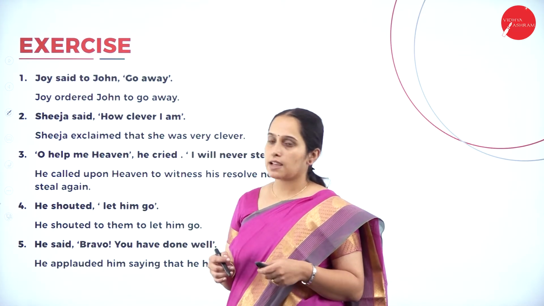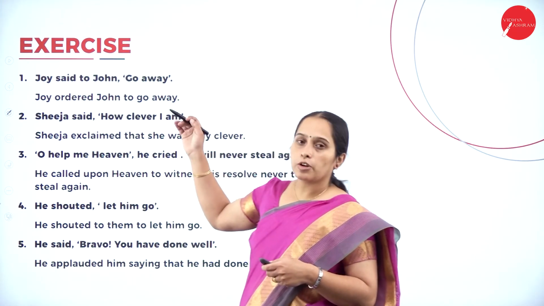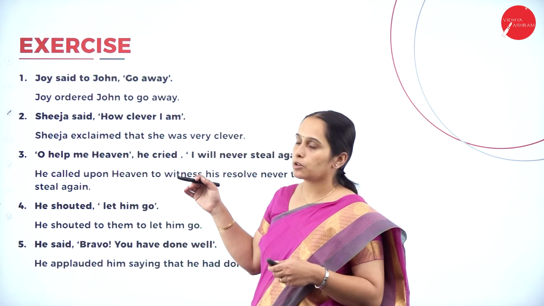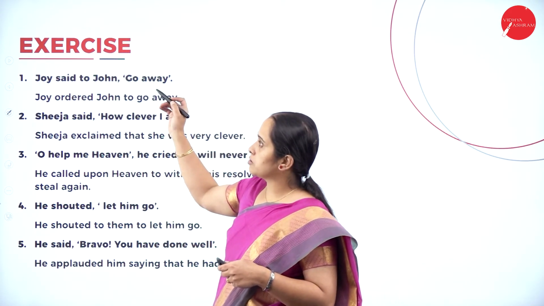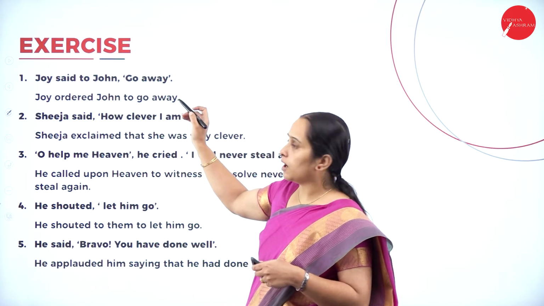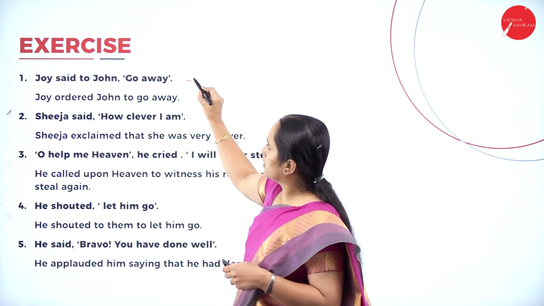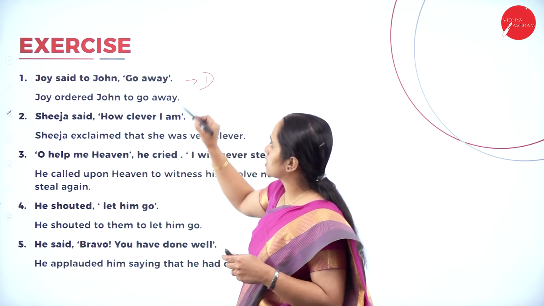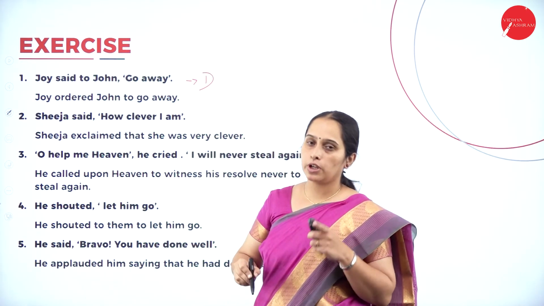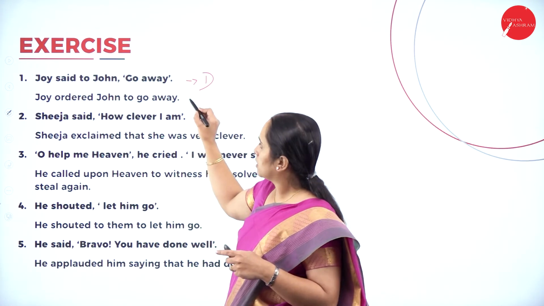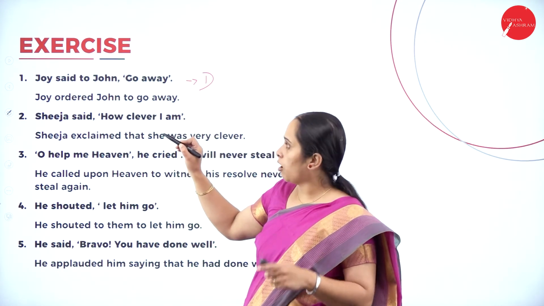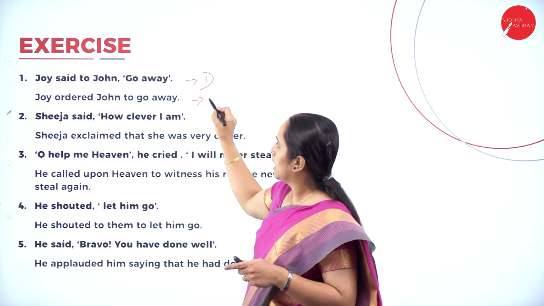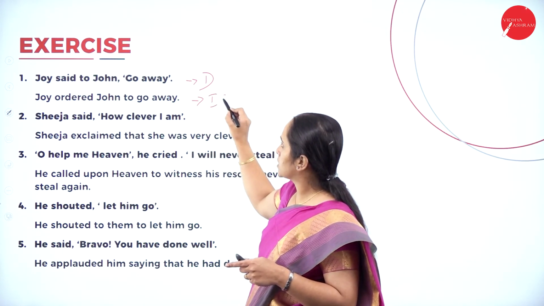So here is the exercise now. Let's look into the examples here. Many examples are here. Now just look into this. Joy said to John, "Go away." So this is in which speech? It is in direct speech. And when we change it into indirect speech, that will be: Joy ordered John to go away. So this is indirect speech.